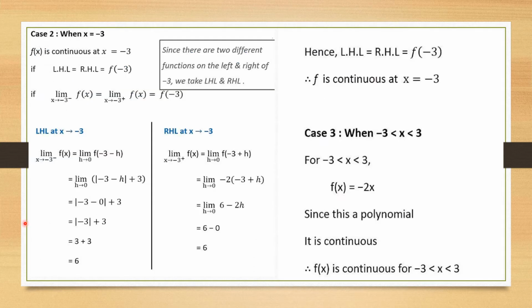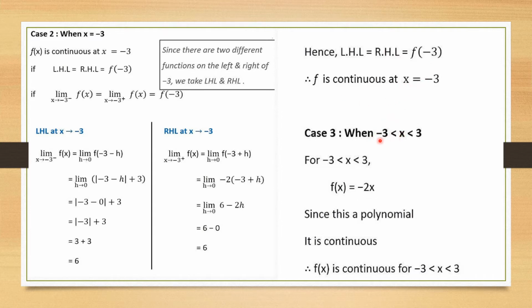At x equal to minus 3, you have to evaluate using LHL and RHL. For x approaching minus 3 from the negative side, I put x as minus 3 minus h. This is the definition of the function, and when we put the limit h as 0, it is mod of minus 3 plus 3, which comes out as 3 plus 3, that is 6. And for the right limit it is minus 3 plus h. X approaches minus 3 from the positive side, h will approach 0, and putting h as 0, we get 6. So LHL equals RHL, and it is also equal to f of minus 3. So the function is continuous at minus 3.